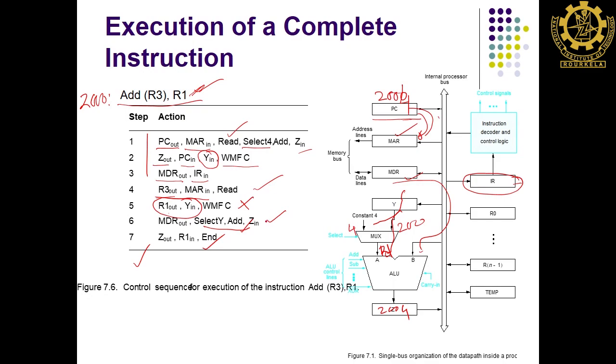The question is whether the value of Z in will be transferred to another register in a single clock cycle. Yes, it will be transferred in a single clock cycle. So, all operations here will be done in a single clock cycle, all operations here will be done in a single clock cycle.